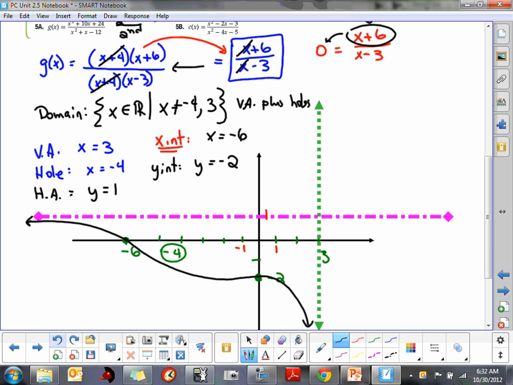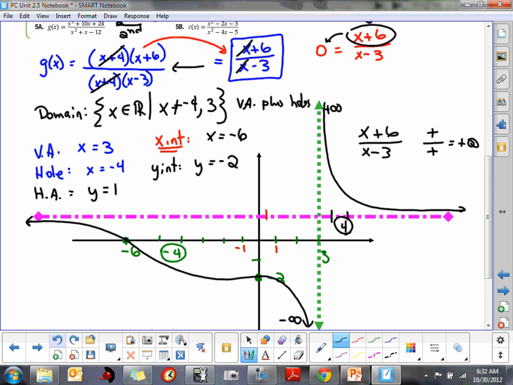Then if it's at -infinity on the left side, it's probably coming from positive infinity on the right side. And this is where we do that sign analysis just to confirm what we have. We can use our reduced equation of x plus 6 all over x minus 3. I'm just going to choose a number close to 3, so something like 4 would be a good one to use. 4 plus 6 is positive. 4 minus 3 is positive. And positive divided by positive is positive, so it's coming from positive infinity. As I expected, it's coming from positive infinity, coming down and working towards the horizontal asymptote.